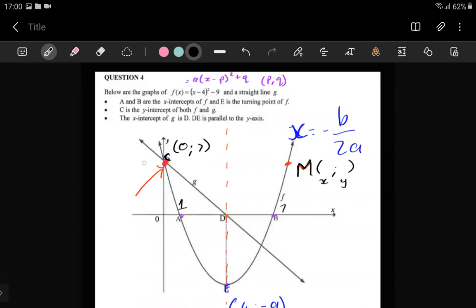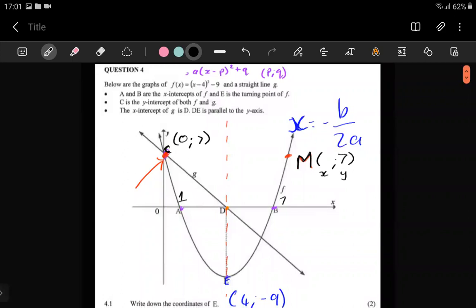And you see that these two points are aligned. So if these two points are aligned like this, what does that tell us about their Y values? They're the same. So Y would be a 7. Yes, so that's why they've told you it's a reflection, so that you can write this as a 7 as well.